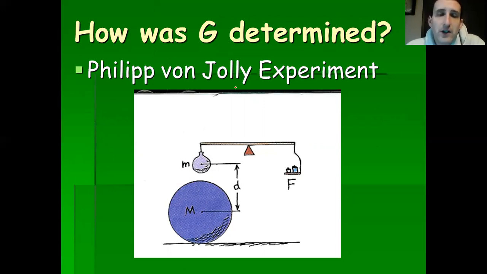So Philip von Jolly, once he had a value for big G, he set up a balance that looked like this. Had it all balanced and then rolled this boulder in. And when he rolls the boulder in, the extra force of attraction of the boulder is going to undo his balance.